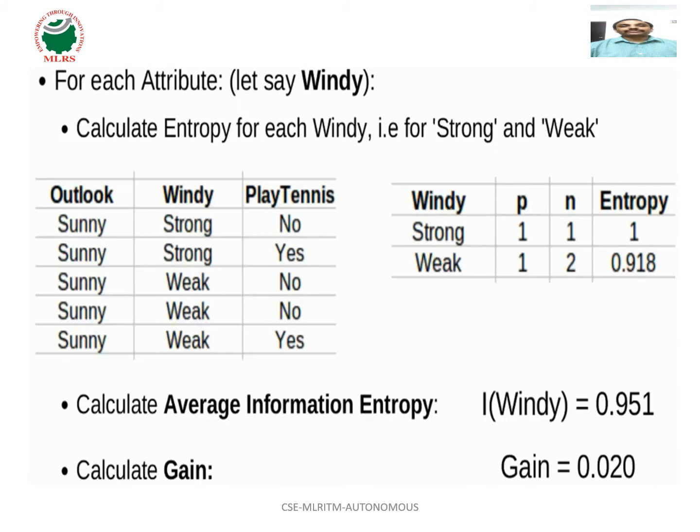After that, we have to calculate the average information entropy of that particular windy attribute. Then calculate the information gain of that one. To get that information gain, we take the entropy of S of sunny minus the average information entropy of the windy attribute. So that total value is 0.02.